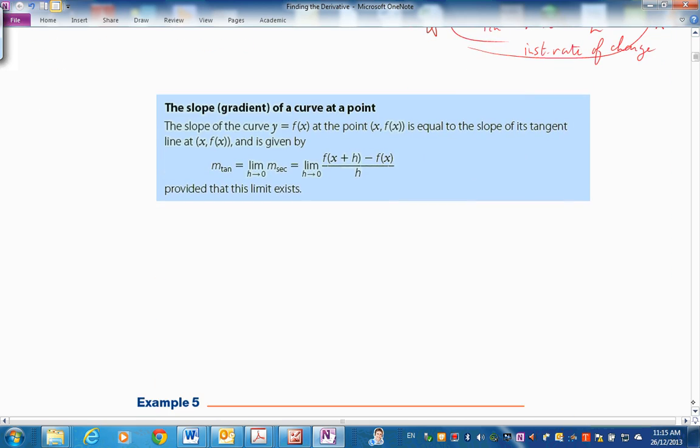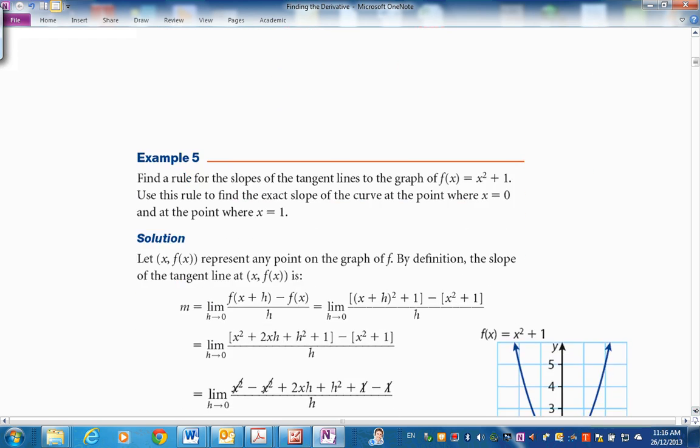So here's Pearson's definition: slope or gradient of a curve at a point. Slope of the curve we can call the slope of its tangent, and is given by slope of the tangent, limit as h tends to naught of slope of the secant. We're calling this a chord. Can use either word. There's a limit as h tends to naught of the general slope of a line joining any two points on the curve, which is the slope of a chord. If that exists, if we can find that, then we've found the slope of the tangent, or the instantaneous rate of change.